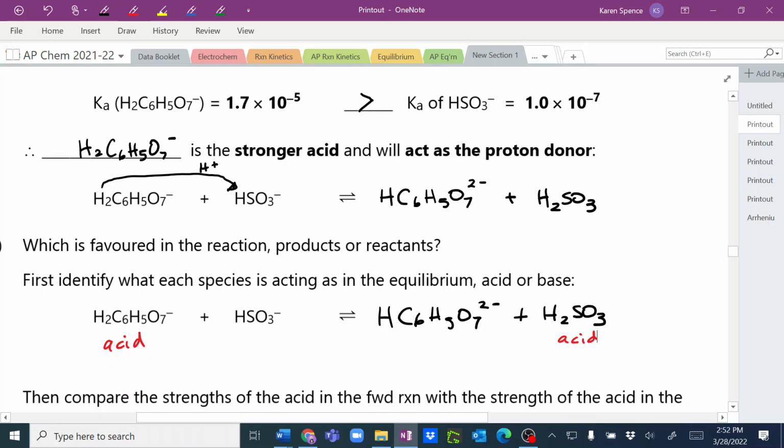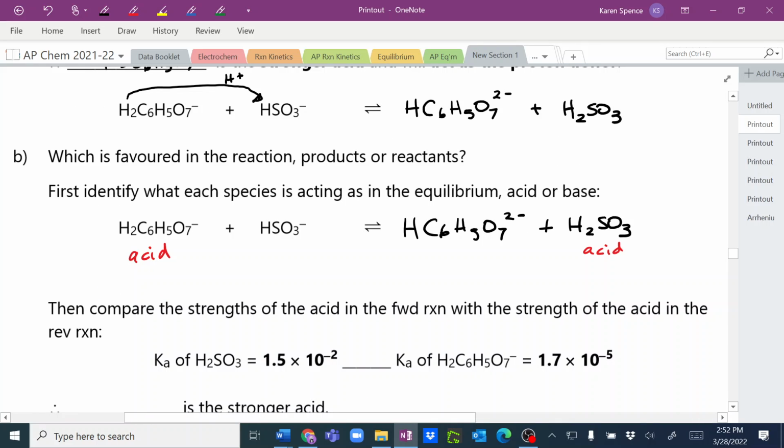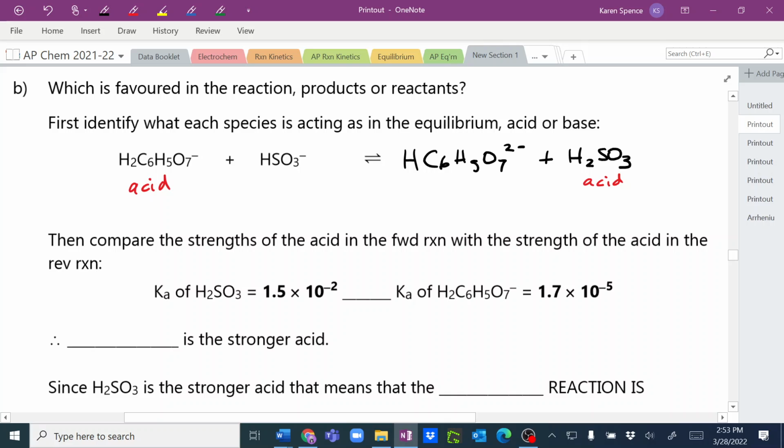So do you see we're having to do two comparisons? First, to say which of these amphiprotic things will act as the acid and which will act as the base. And then we have to say which of my two acids in the equilibrium will be stronger. So H2SO3 has a greater Ka than the dihydrogen citrate ion. So H2SO3 is the stronger acid, which means that this one is the weaker acid.